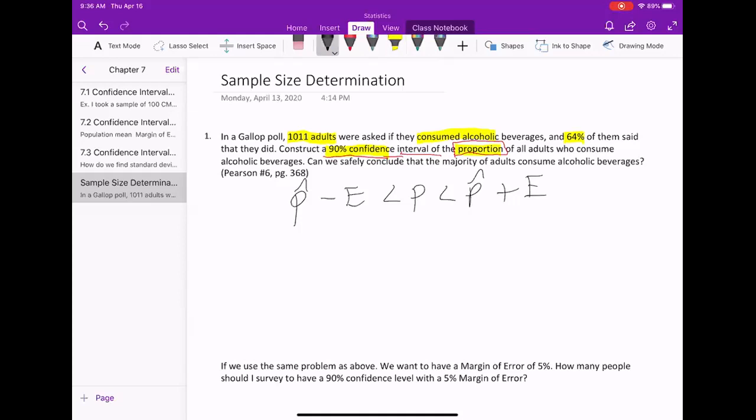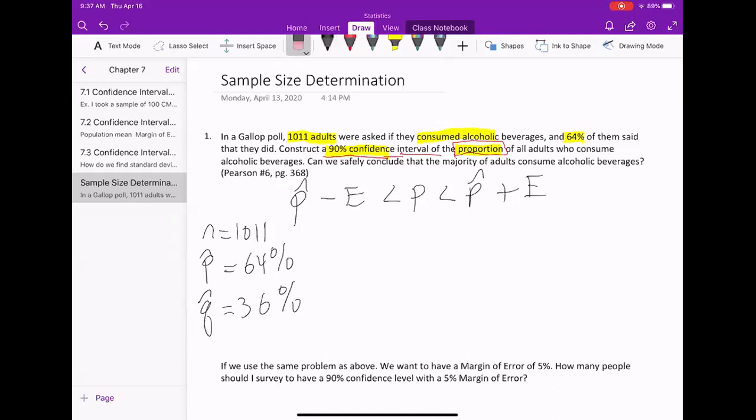So now let's start labeling things. We know N is 1,011. We know P hat because 64% of the 1,011 are who said they consume alcohol, so that means it's a sample proportion, so that's P hat, and that is 64%. And then if 64% said they do consume alcohol, then that means 36% do not, right? Because P hat plus Q hat has to equal 100%. So that's what we do know.